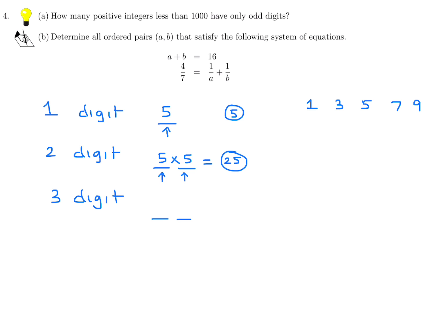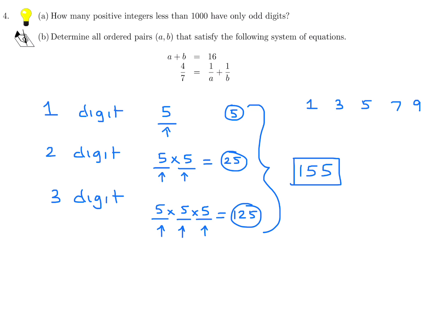If it's a 3-digit number, the story is pretty much exactly the same. 5 choices for the first digit, 5 choices for the second digit, and another 5 choices for that third digit. So 5 times 5 times 5 is 125. So we have 125 3-digit numbers that only contain those odd digits. And now we just add them. Sorry, 5 plus 25 plus 125 is 155. So that is the answer to this question.